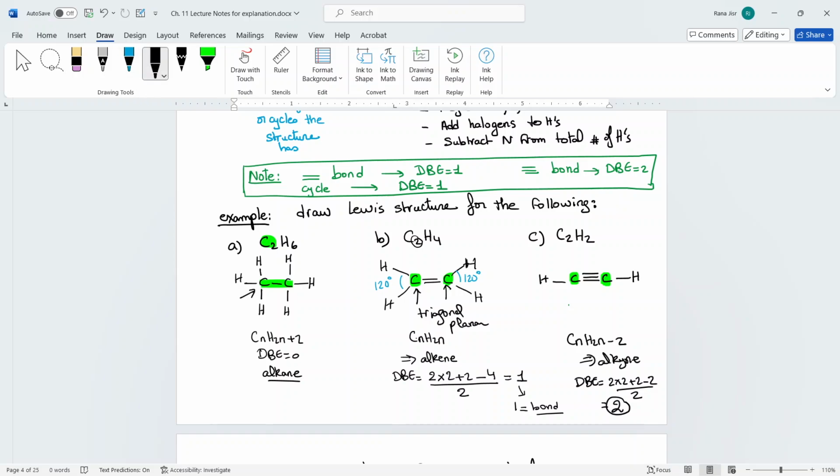A triple bond is a linear molecular shape and geometry. This is 180 degrees, and that is supposed to be a linear shape and geometry.